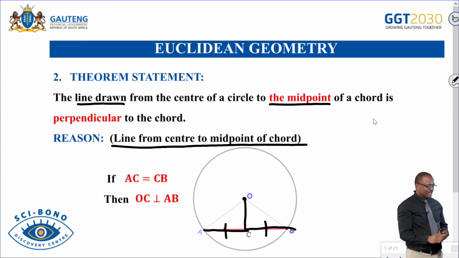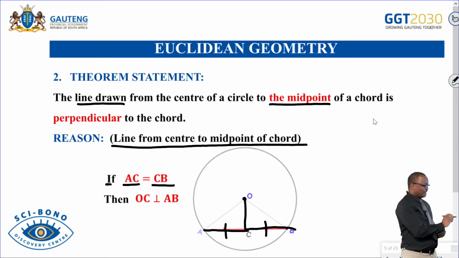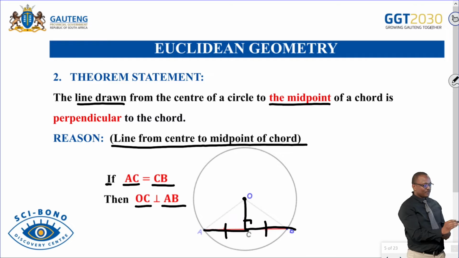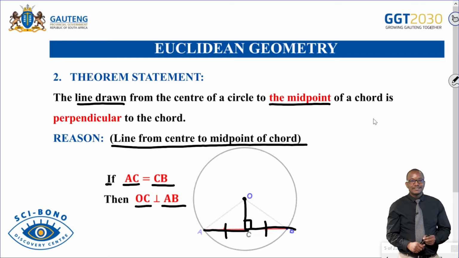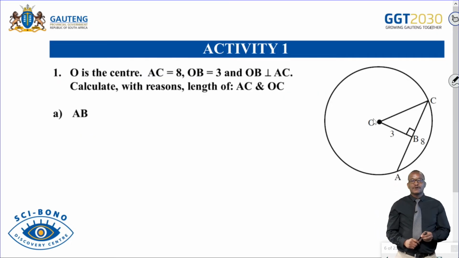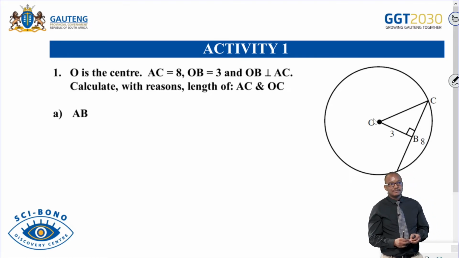Then what do we say? We're saying if AC is equal to CB, that is your chord, then OC will be perpendicular to AB. And remember, when we're talking about perpendicular, we're talking about the angle of 90 degrees. That's why we're talking about a perpendicular line. Okay. Now, let's look at our first activity and let's apply what we know about the first theorem.